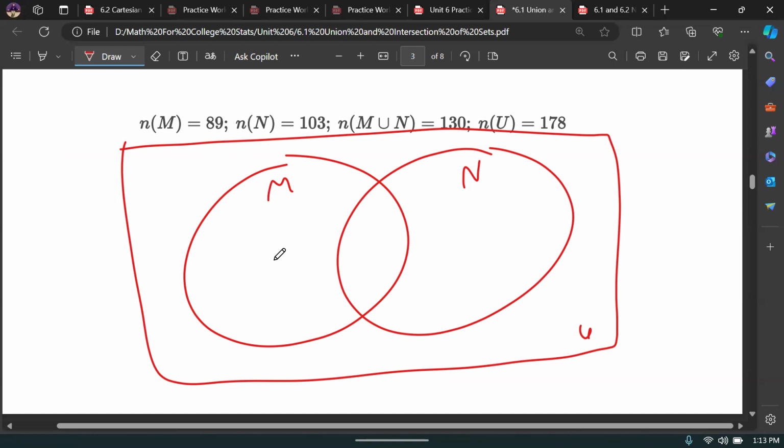Most people would probably just put 89 here, but we can't do that because we don't know how much of the 89 is here and how much is here. We know that in total it's going to be 89, but we need to know the overlap first. Same thing with the N. We know that this will total up to 103, but right now I don't know how much of the 103 is here and how much is here. I know in total I have 130 combined between them.